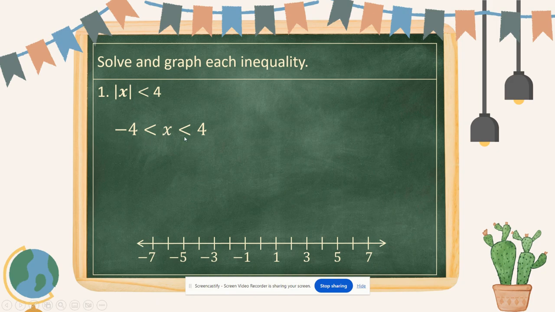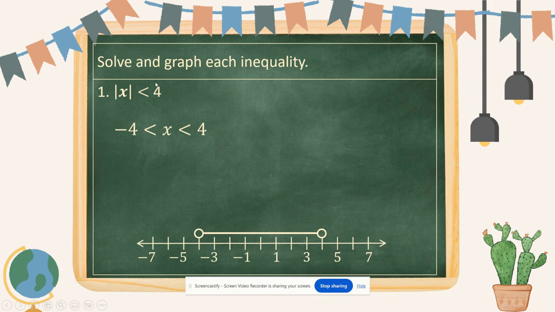Now we want everything between these two values. Notice we're going to have open circles at both those spots because it's just less than. I'm going to put an open circle at -4 and an open circle at +4. I want all those values in between. Pretty quick, pretty painless, right? We just need to be able to identify this.